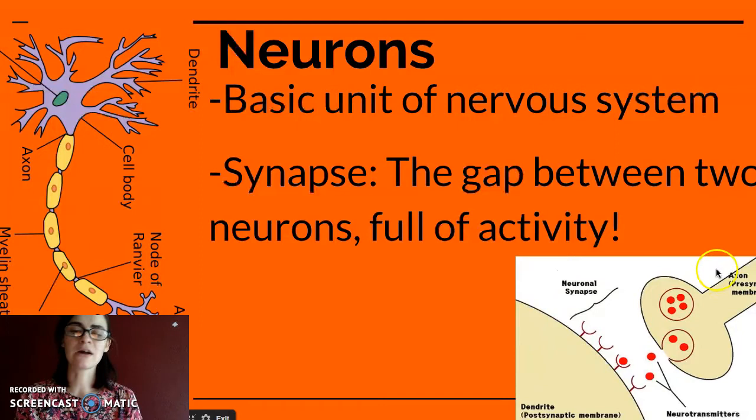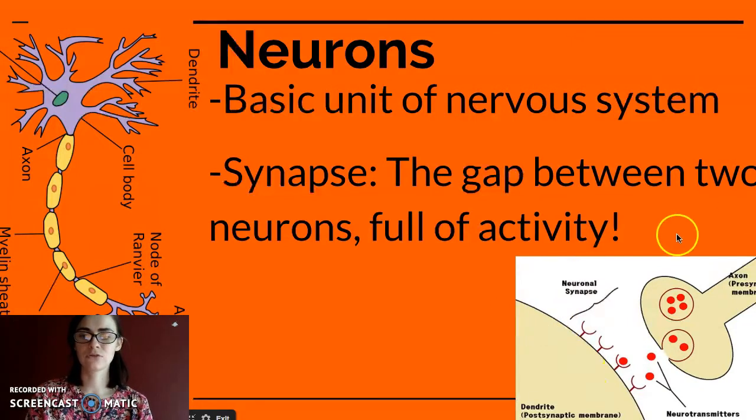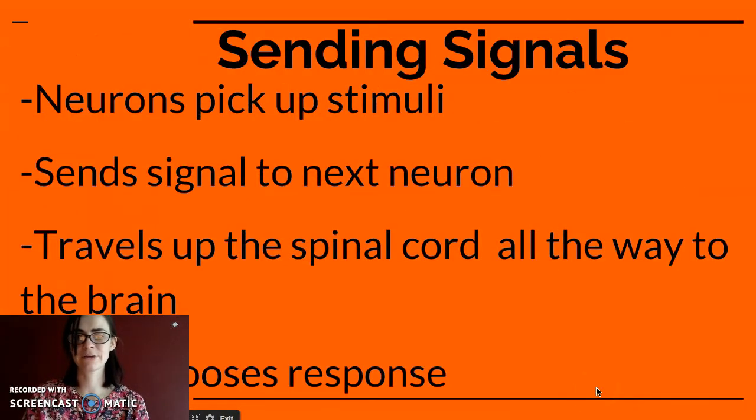So what you're seeing on the bottom right of your screen is two different neurons. So neuron A, neuron B. And neuron B's axon is releasing neurotransmitters. And these neurotransmitters are basically chemical signals, which are being picked up by the dendrite of neuron A. And this area right here is the synapse between them. So there's a lot of activity going on. This is where all the signals are shared.